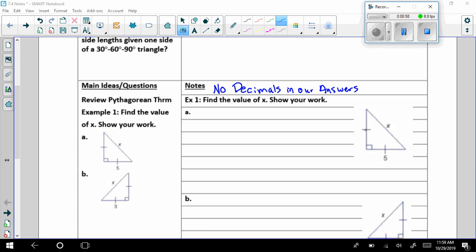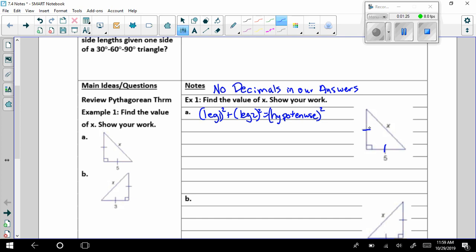Okay, so quick review. We have two legs and a hypotenuse, so we can find a missing side by taking our leg length squared, we'll call that leg 1, plus the second leg squared is equal to the hypotenuse squared.